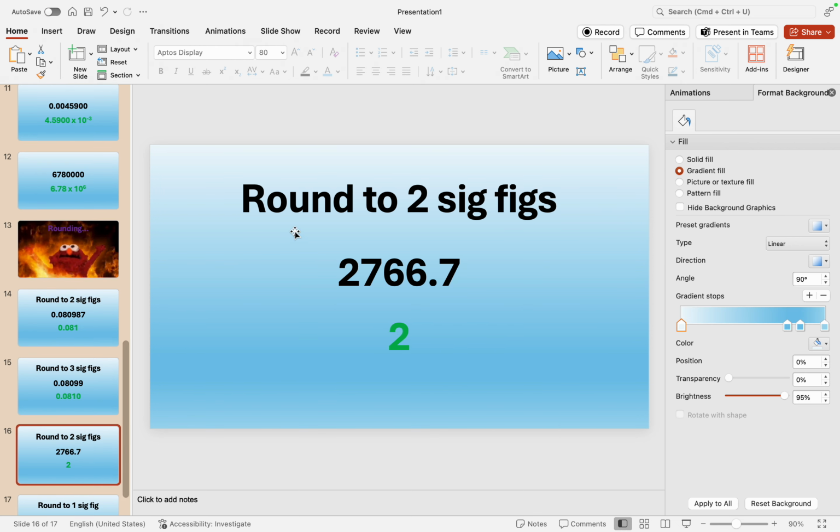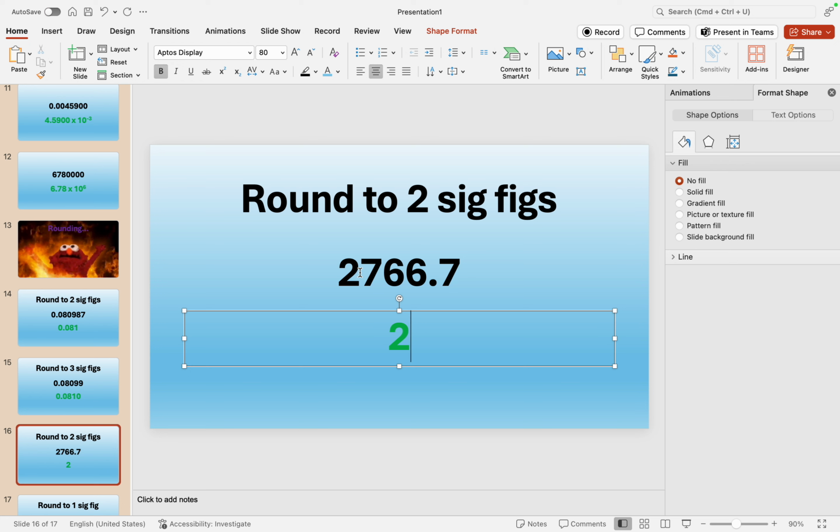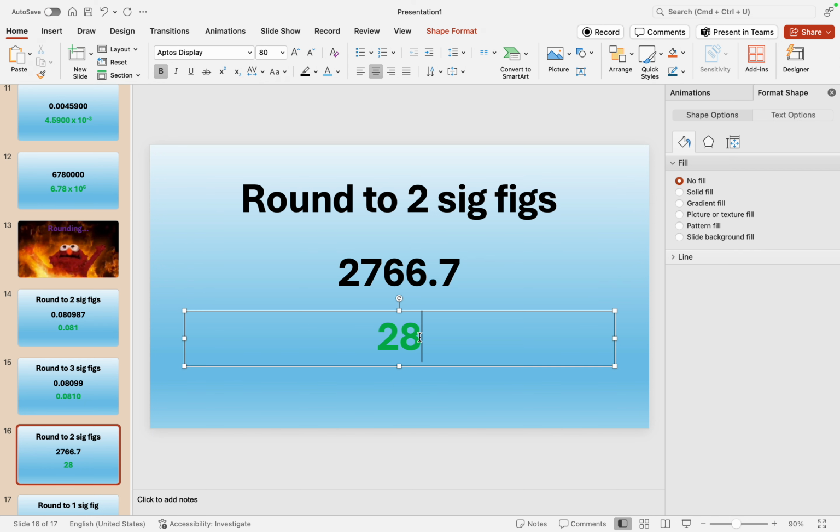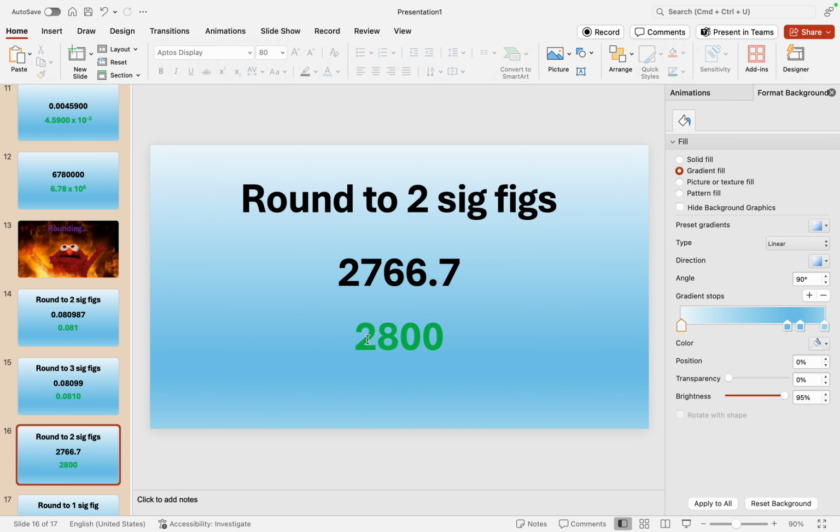Moving on to this one, I want to round this number, 2766.7, to 2 sig figs. So I have the 2. That's good. This 7 is either going to stay a 7 or round up to an 8. You look at the 6 next to it, and that rounds the 7 up to an 8. Now, if you write 28, that is totally wrong, because you're not even close. So what you need are placeholders, and then you're done. 2800 is 2766.7 rounded to 2 sig figs.